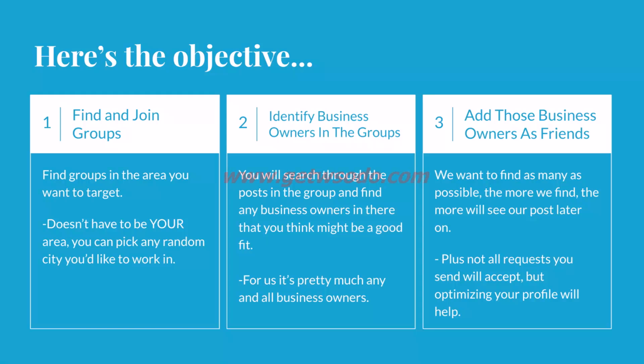The second thing you're going to do is, within these groups, identify who you help. In my case, and the example that we're doing, it's business owners. So we would go through the groups, search through the posts in the group, and find any business owners in there that you think might be a good fit. And again, for us, it's pretty much any and all business owners. Now, how are we going to do that? How will we find these business owners? Well, in a lot of these Facebook community groups that are centered around a certain city or location, people go in there and ask for recommendations.